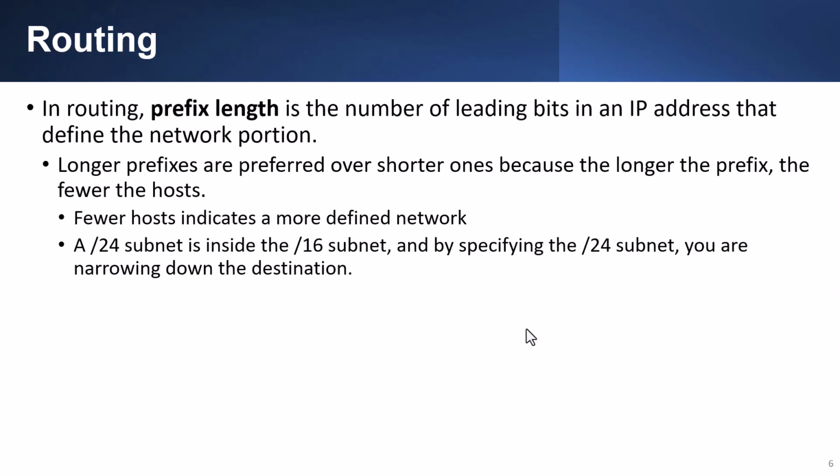In routing, prefix length is the number of leading bits in an IP address that define the network portion. Longer prefixes are preferred over shorter ones because the longer the prefix, the fewer the hosts. Fewer hosts indicate a more defined network. A /24 subnet is inside the /16, and by specifying the /24 subnet, you're narrowing down the destination.